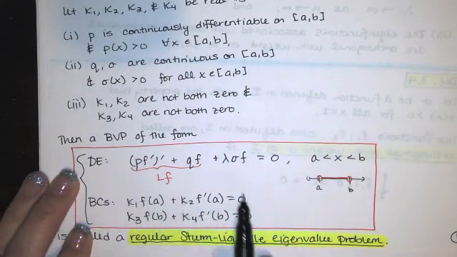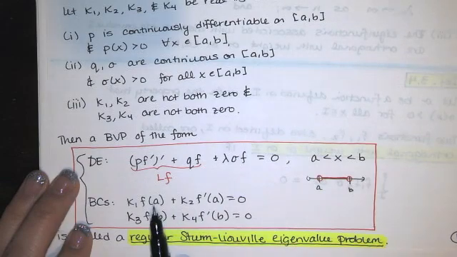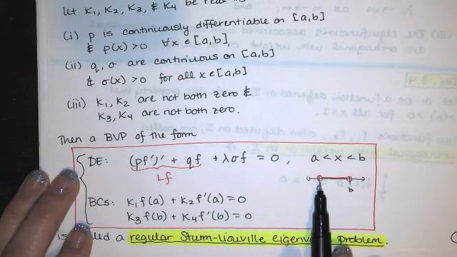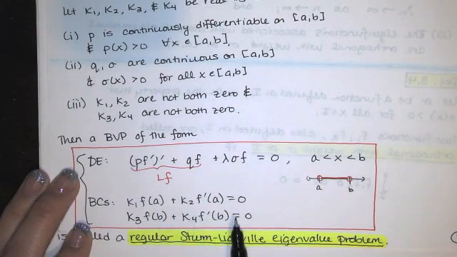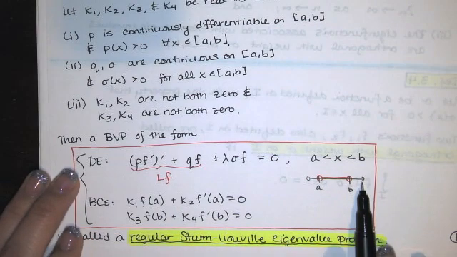So I want you to notice that the first boundary condition tells you about the relationship between f of a and f prime of a at the left endpoint, because we're dealing with f at a and its derivative at a. The second boundary condition deals with the function and its derivative at the right endpoint.